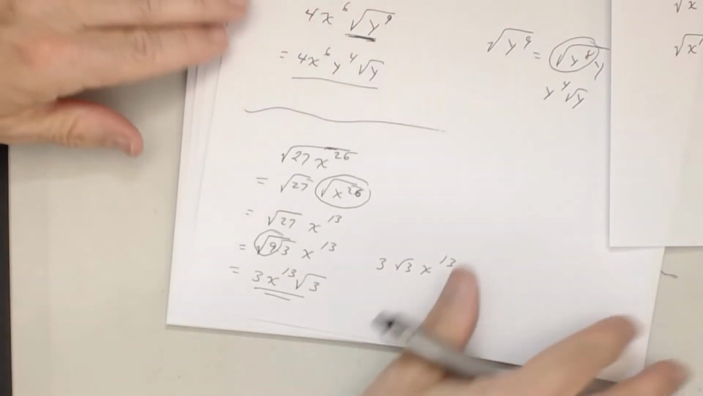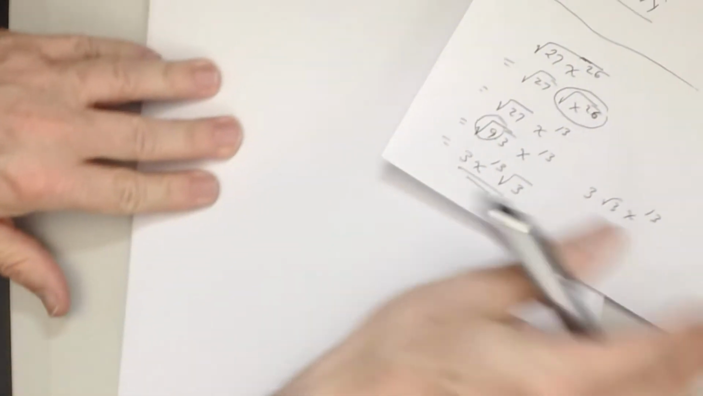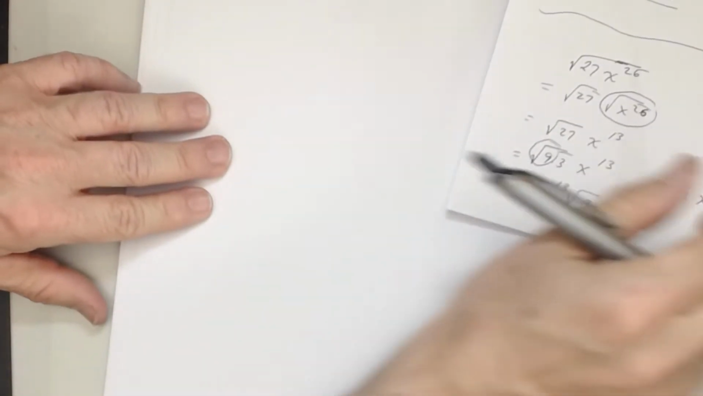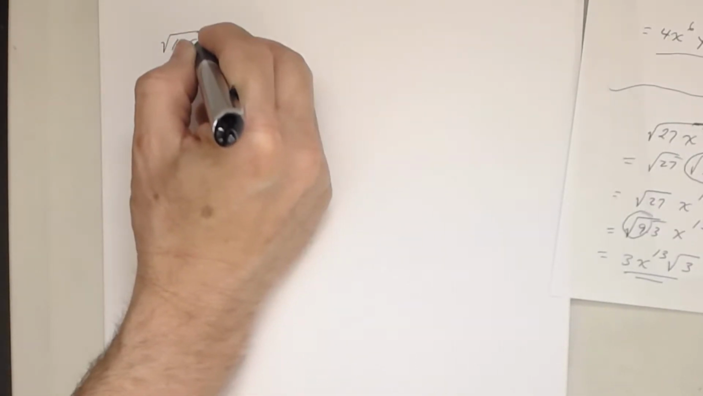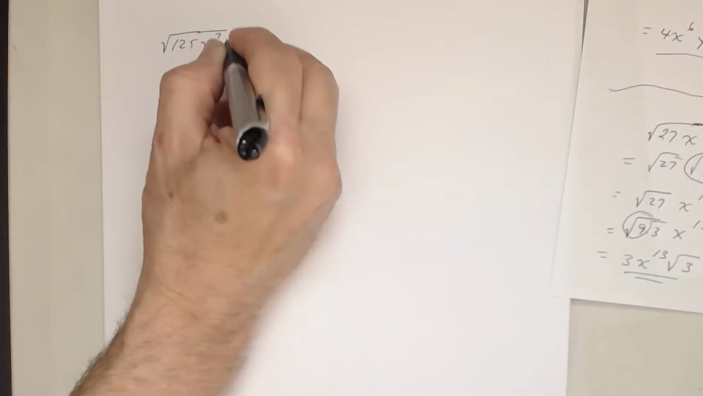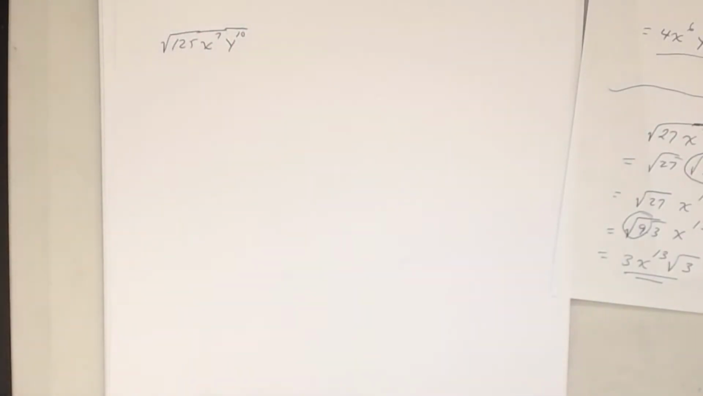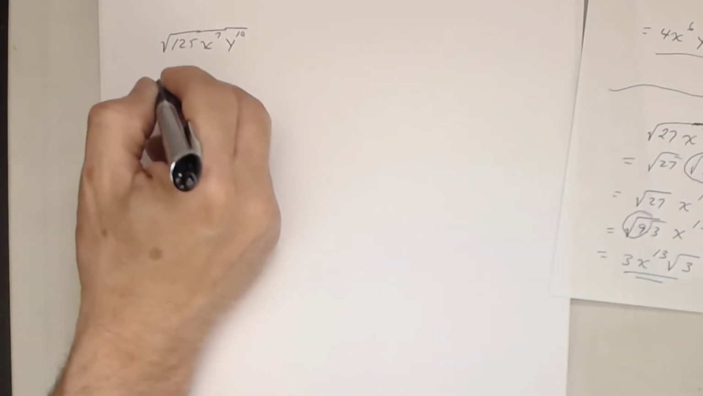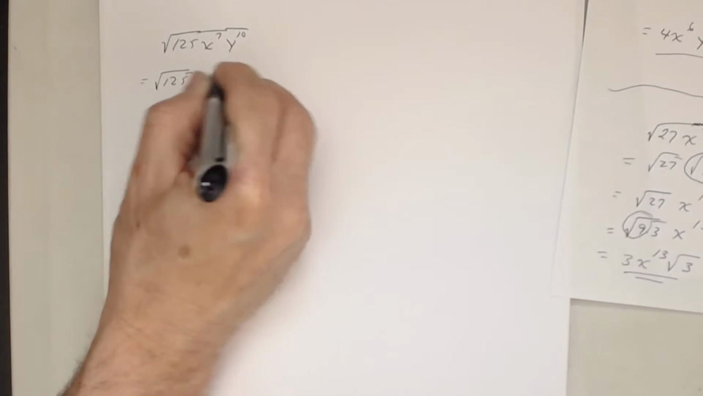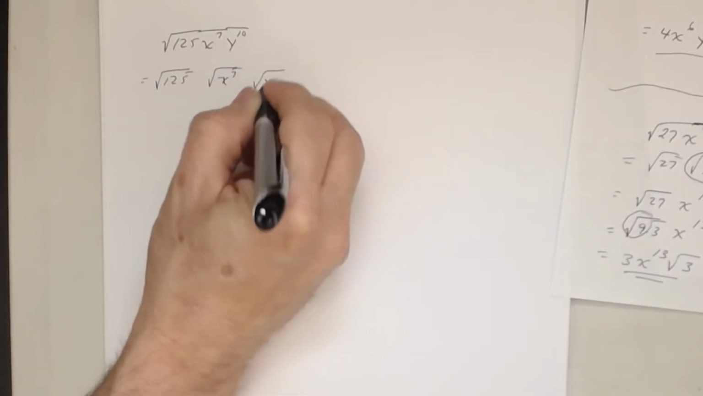All right, so then let's suppose you had the square root of 125 x to the 7th y to the 10th. So okay, if you need to rewrite that product as separate square roots, in other words, now you know that 125 is not a perfect square. So rewrite it as square root of 125 times the square root of x to the 7th times the square root of y to the 10th. Do it that way.